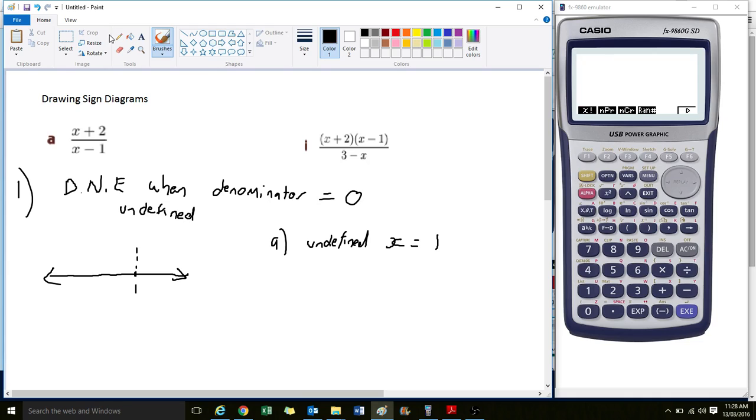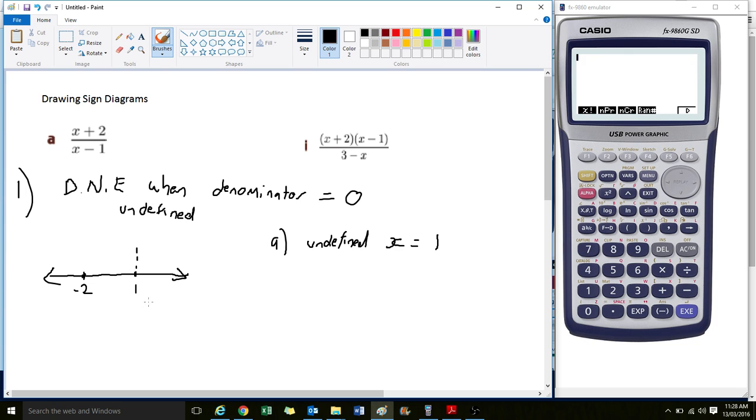So when x is equal to minus 2, we have 0 divided by minus 3, and that's just going to be 0. So when x equals minus 2, the function is equal to 0. We put minus 2 in there, and that's how we illustrate a 0, just a dot. So here we have an asymptote at x equals 1, and we have one of the roots. The equation crosses the line at x equals minus 2.